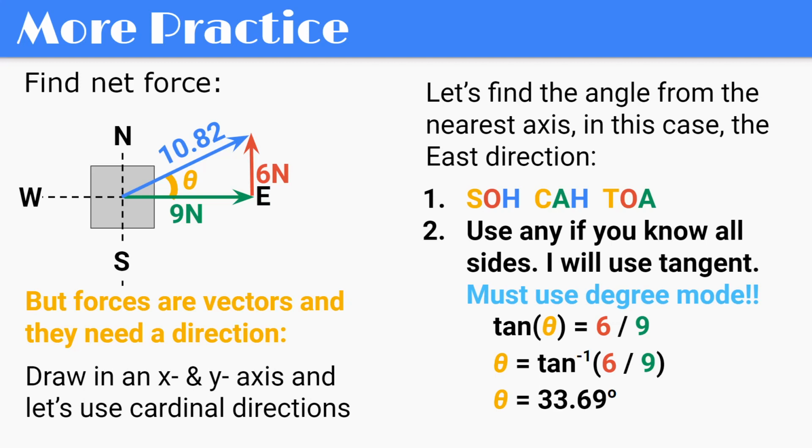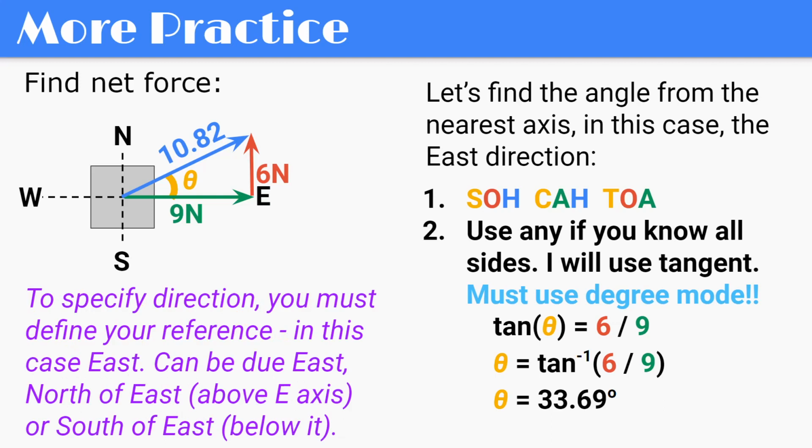All right, again, that's not enough information. I need to describe degrees from where? 33.69 degrees from where? And we're going to define it from the east axis. So that means I can say my force is 10.82 newtons due east. If it was straight to the right, that's all I would do. But we're not going to do that. Okay, so it's not due east. Rather, we're either going to be north of east, meaning we're above the east axis, or south of east, meaning we're below that east axis. Obviously, the way this is drawn, we are north of east, and so that's how you're going to define the direction. 33.69 degrees north of the east axis, or you can just say north of east.